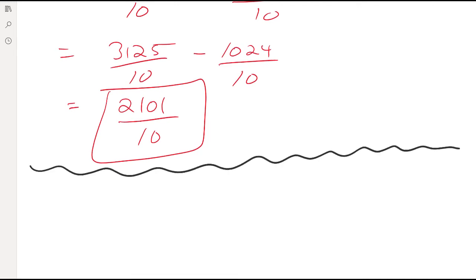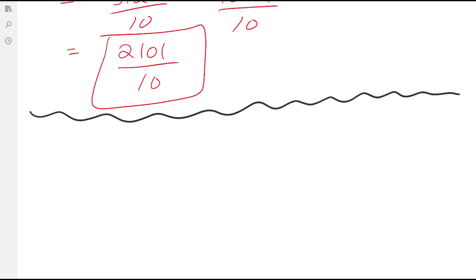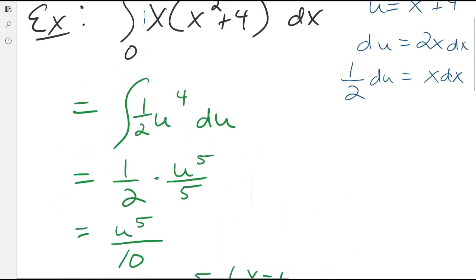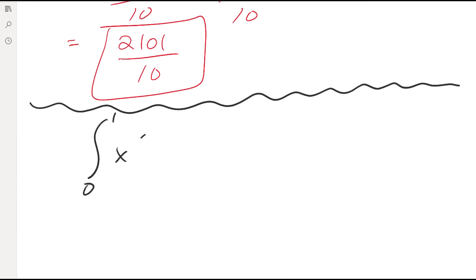Instead of switching everything back in terms of x, I can now rewrite my bounds in terms of u. So what do I mean by that? So really quickly, let's redo the problem. It was from 0 to 1, it was, what was it? x times (x squared plus 4) to the 4th, dx. Okay, all right.